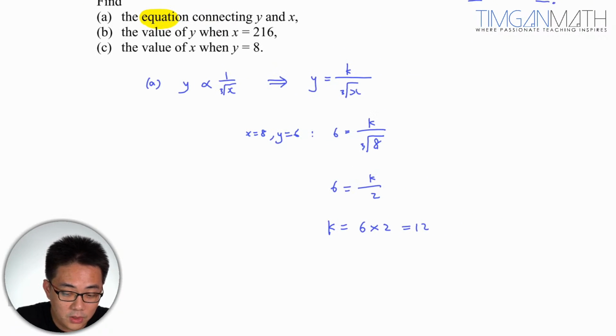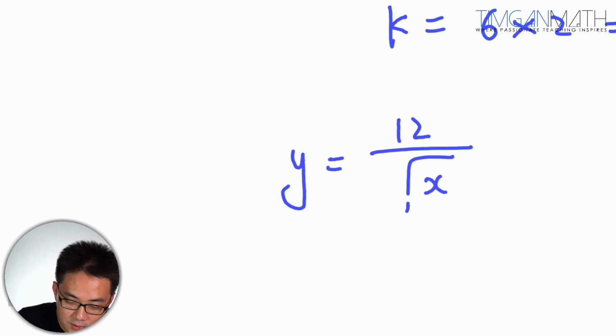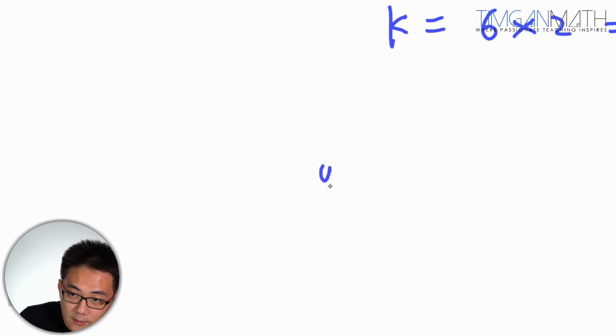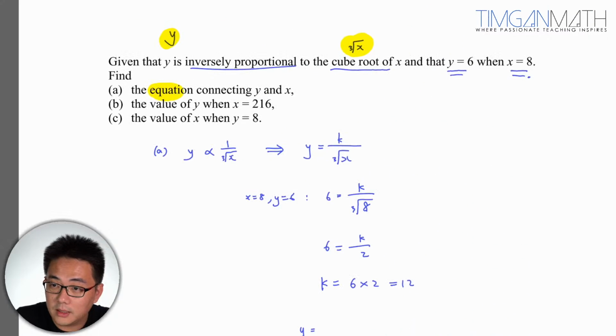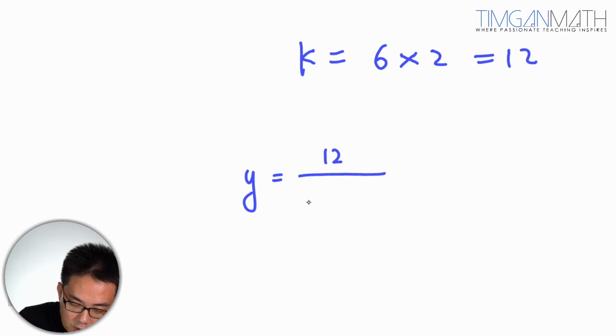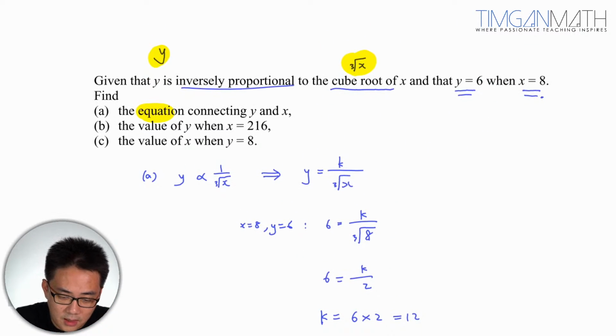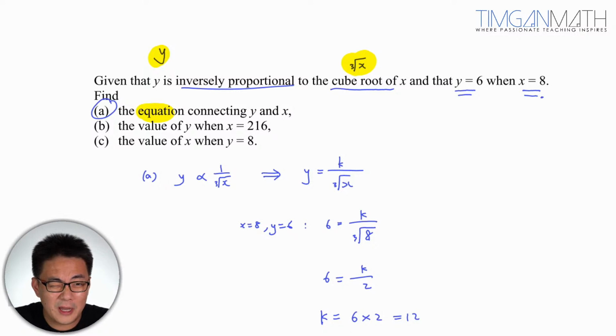So to find the equation connecting y and x, this will be y equals 12 over cube root of x. Maybe I should write this down properly. So this is y equals 12 over cube root of x. Okay, so this is the equation there. We are looking at this part A. I think it's pretty okay.